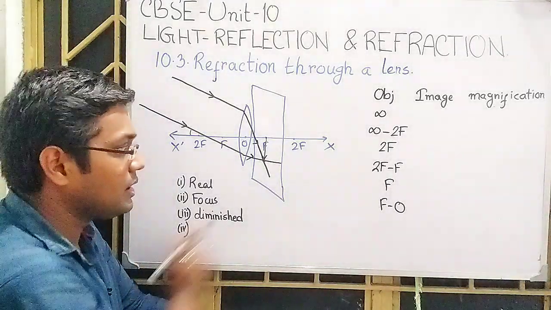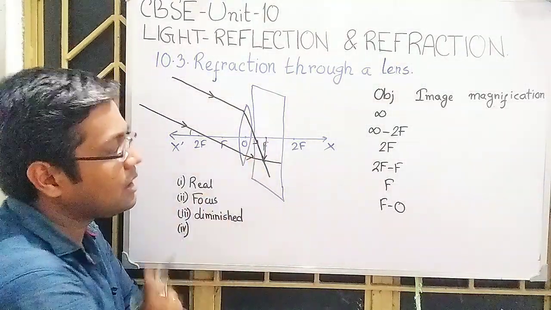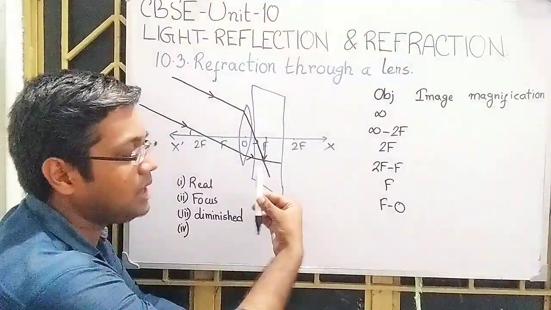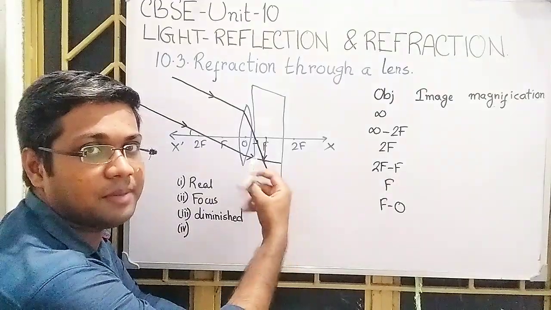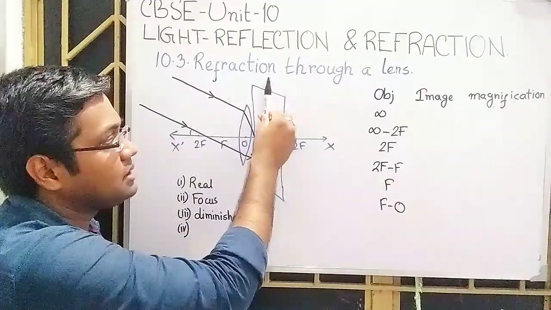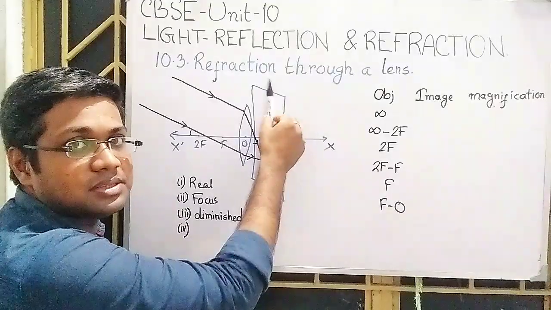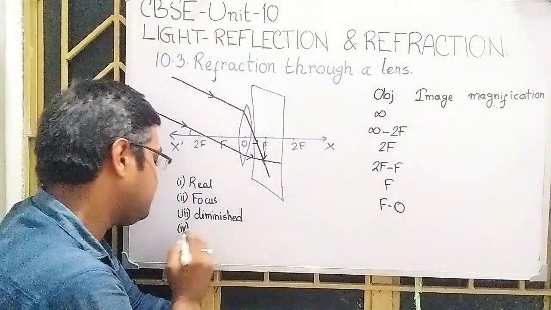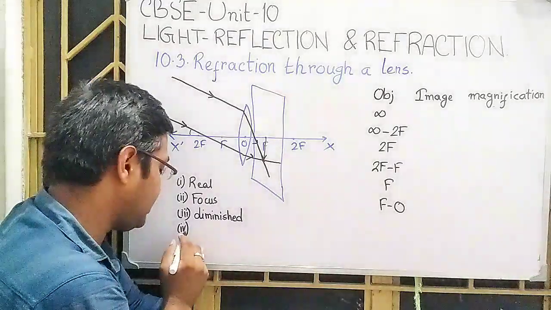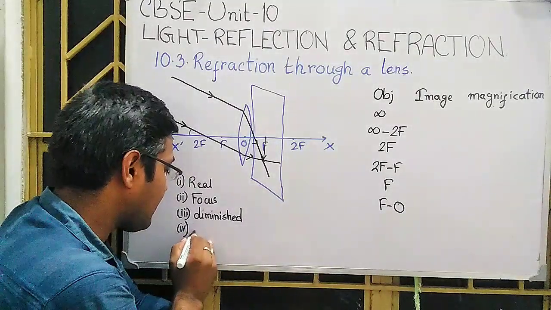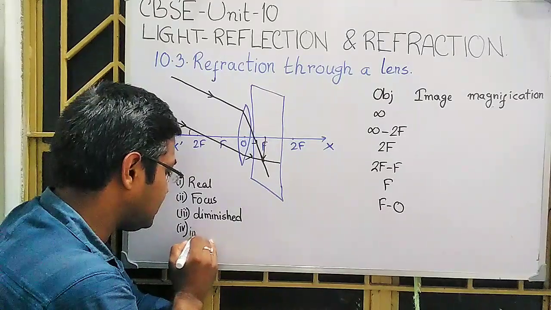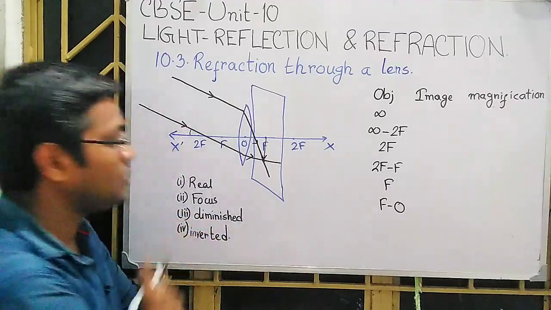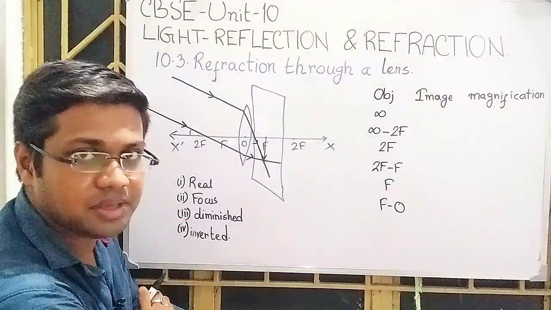Number 4, just see, the image is obtained here, it is upside down. Okay, the image is formed this way. If I get the image like this way, then we can say it is an erect image, but here it is obtained upside down like this. So you can say the image that is obtained here is inverted. So these are the characteristics of the image.